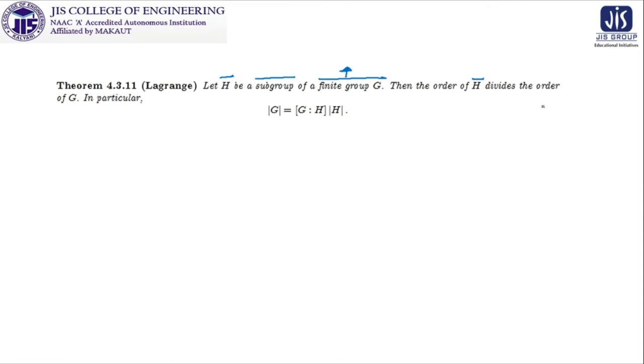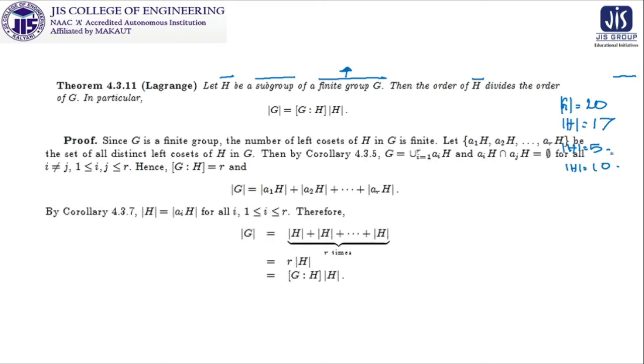Look at this. That means if you have G with order 20, you can't have H of order 17, because 17 does not divide 20. Is that clear? But you can have this, or this, and so on. Clear? So let us check the proof.